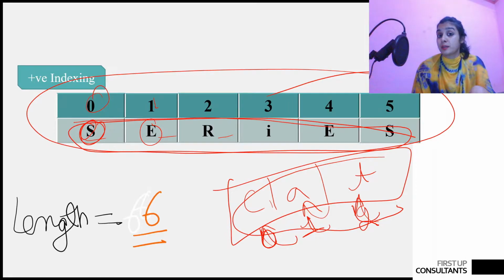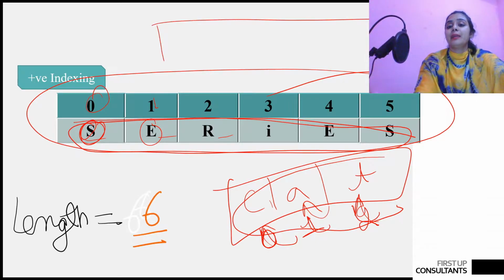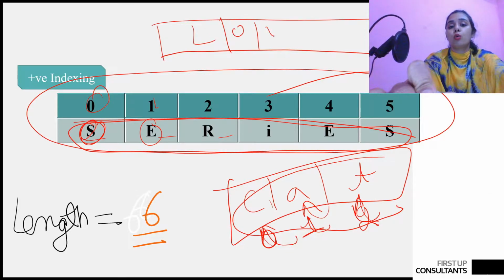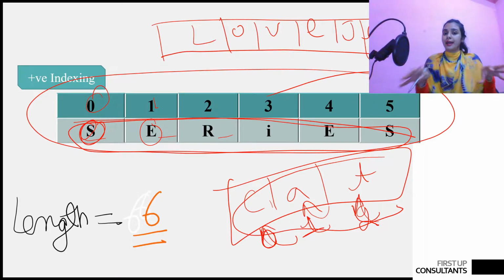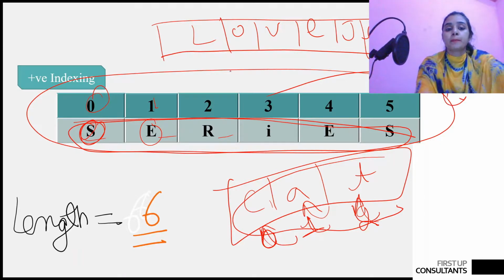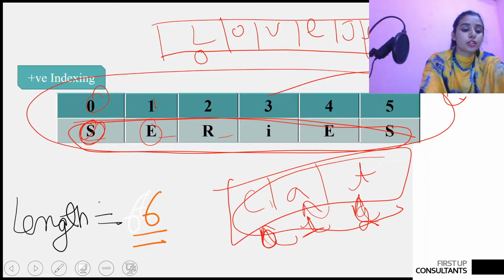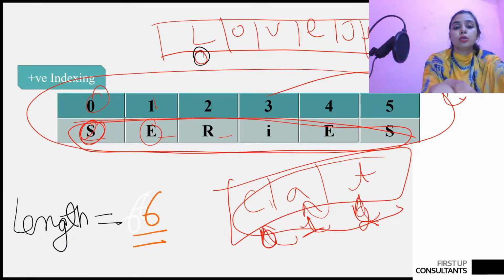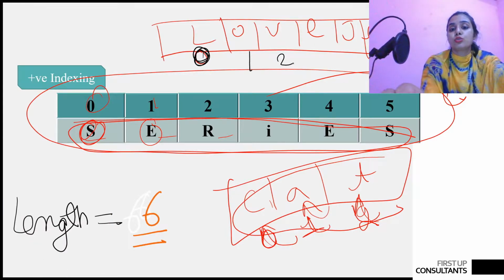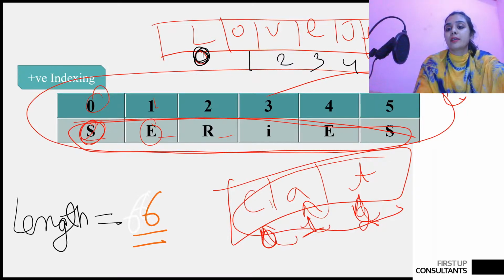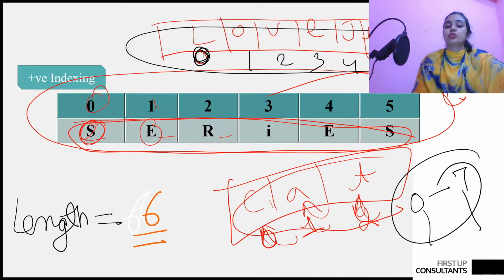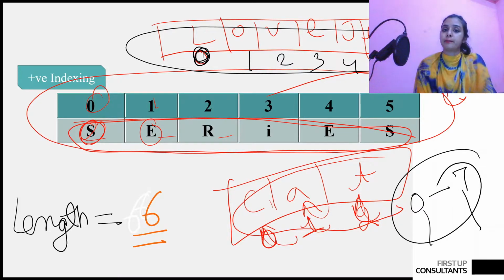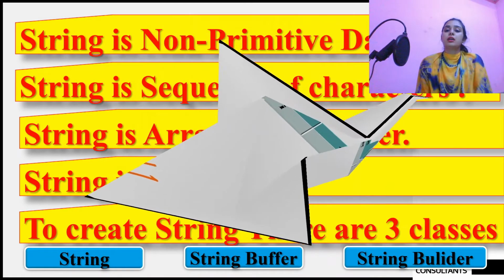Let's take my name as an example, LOVEJEET. These are characters, and with the combination of characters, this particular thing is called a string. Let's say this is on the 0th index, then 1, 2, 3, 4, 5, 6, 7. So a total of 8 elements are there, but the indexing is 0 to 7. It always starts from 0, like our array. So this is about the string.